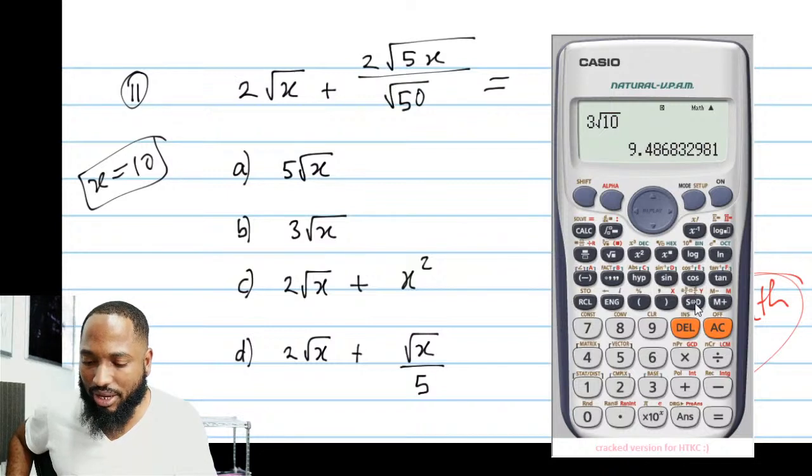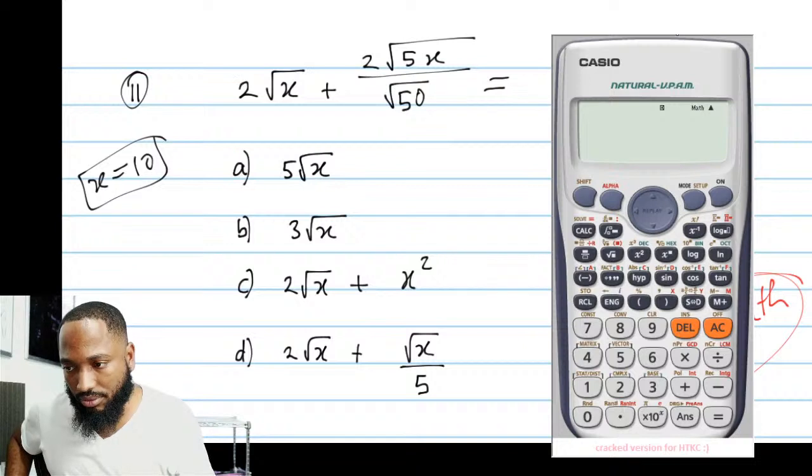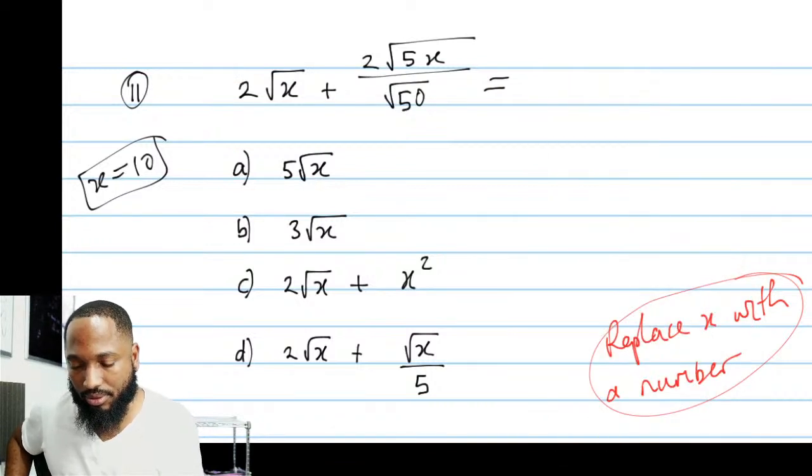Was this the same answer we got before? I'm going to do it the proper way just now. 2 by the square root of 10 plus 10 squared. Did I make a mistake in this question? This one is definitely not the answer. Let me see. Square root of 10, 50.